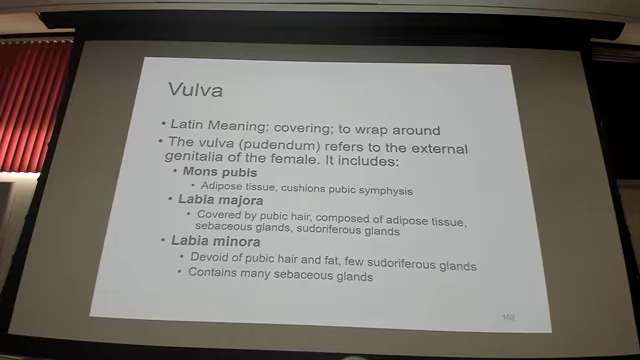All right. The mons pubis is essentially what it sounds like. Honestly, it's a mound of adipose tissue over the pubic symphysis. It's a cushion, all right? And that's exactly what it serves to be, okay? Here, the labia majora have sebaceous glands and sweat glands, okay? The labia minora, mostly sebaceous glands, okay? Not a lot of sweat glands in the labia minora, okay?